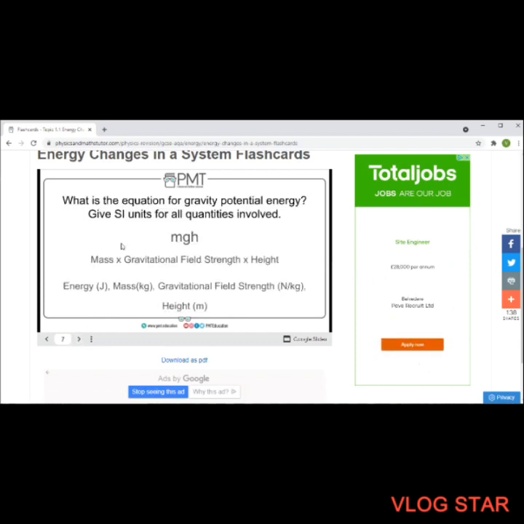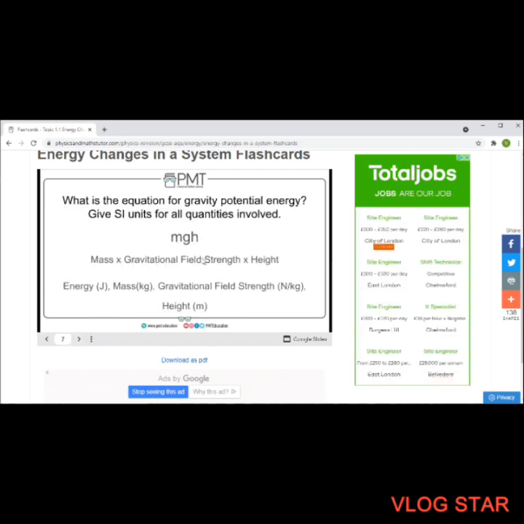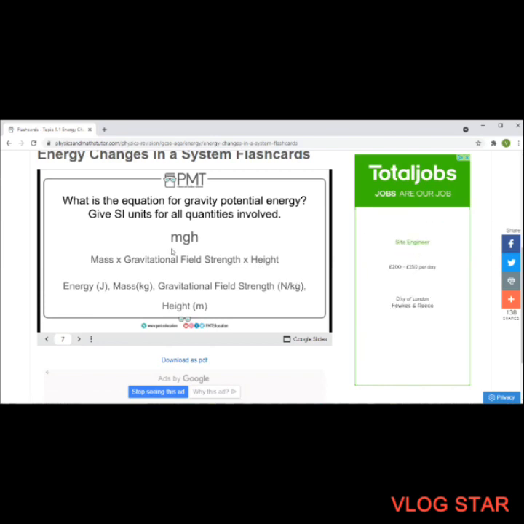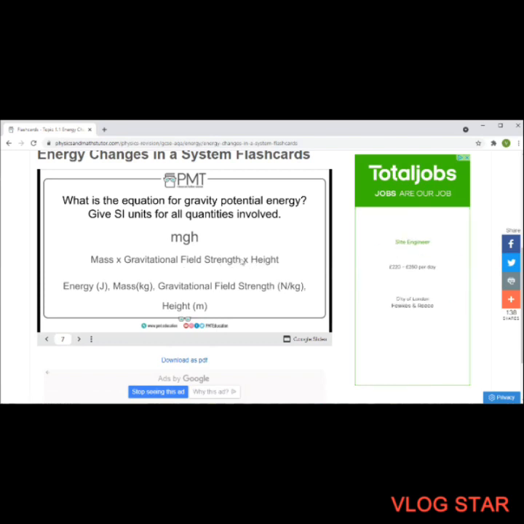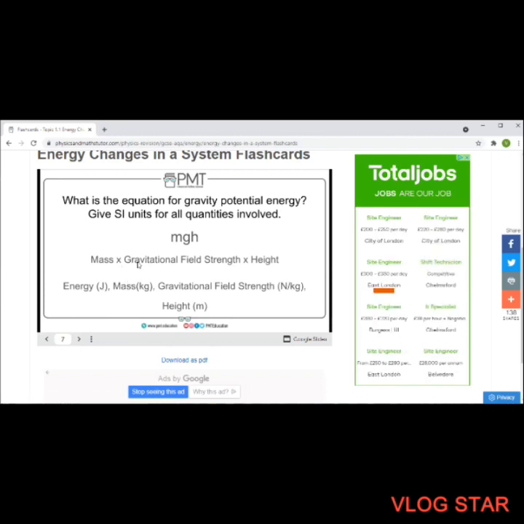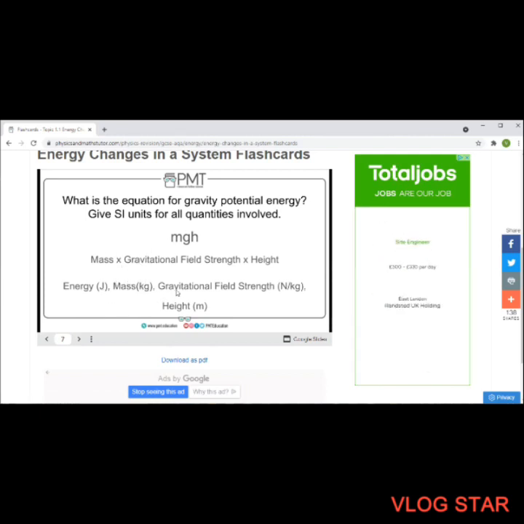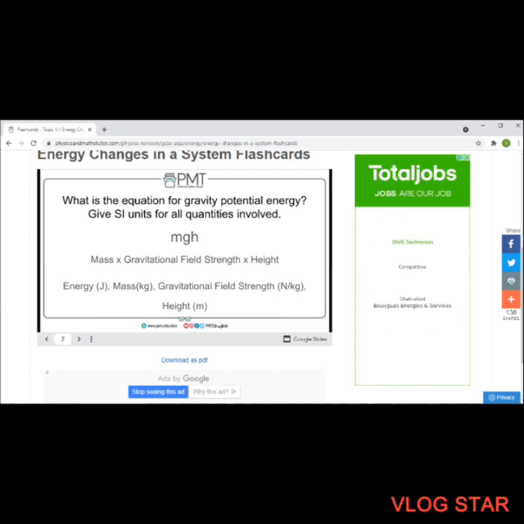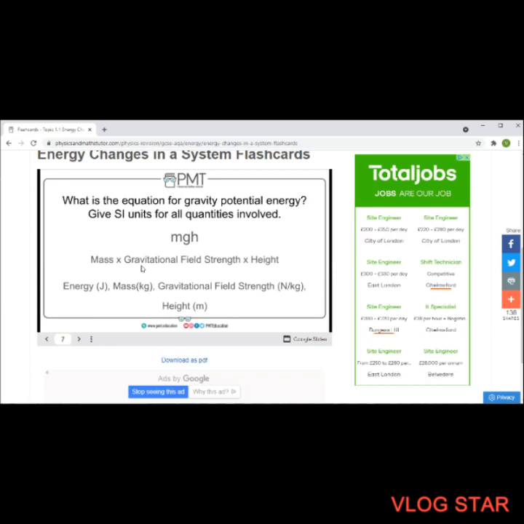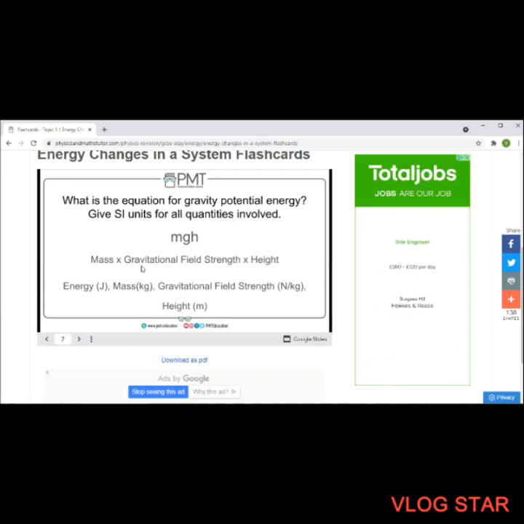Gravitational potential energy is given by mass times gravitational field strength times the height, mgh. So m stands for the mass, g stands for the gravitational field strength, and h stands for the height. Now the energy is measured in joule, the mass is measured in kilogram, gravitational field strength is measured in Newton per kilogram, and the height is measured in meters. So if you are going to calculate this, let's give ourselves an example. It's given by mgh.